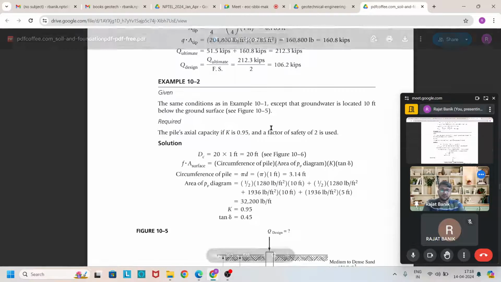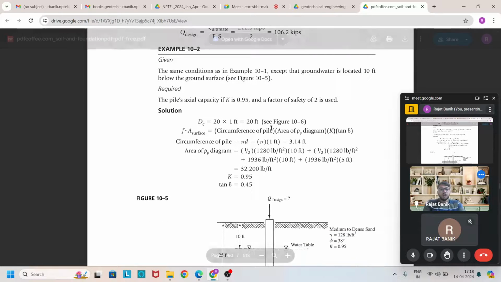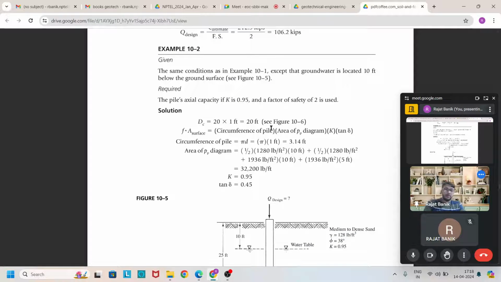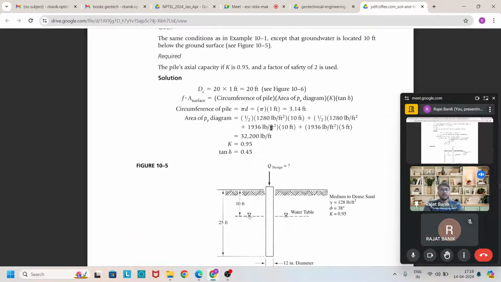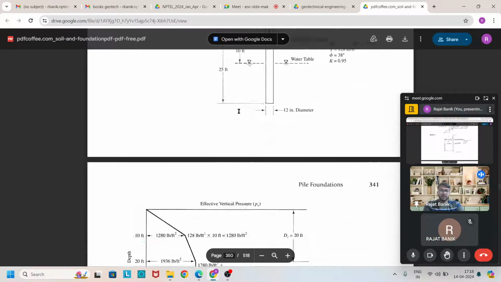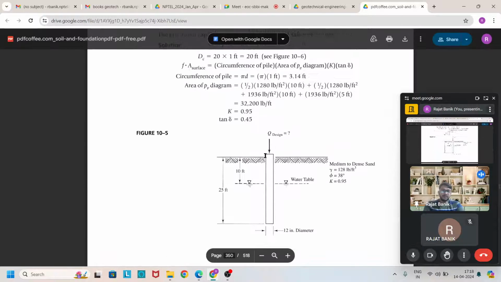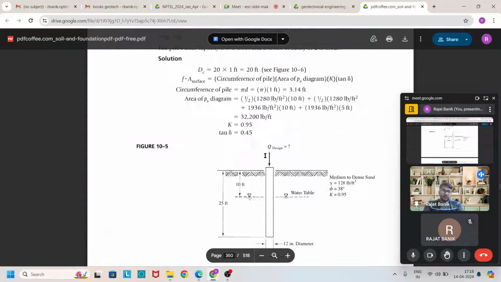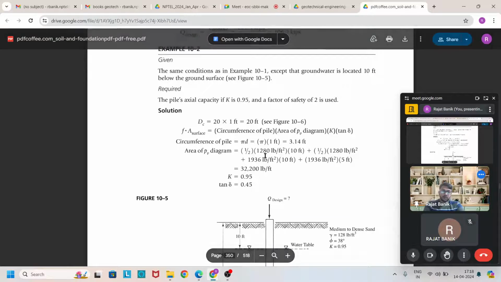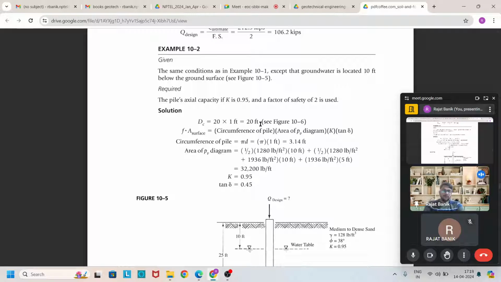Now, we use the same problem when there is a groundwater table, and it is said that the groundwater table is at a distance of 10 feet from the ground surface. So there is a change in the pressure diagram; you see that the pressure diagram changes due to this groundwater table. Again, we have to find the critical depth, which is again 20 feet.